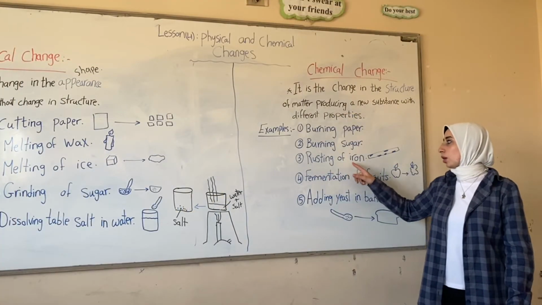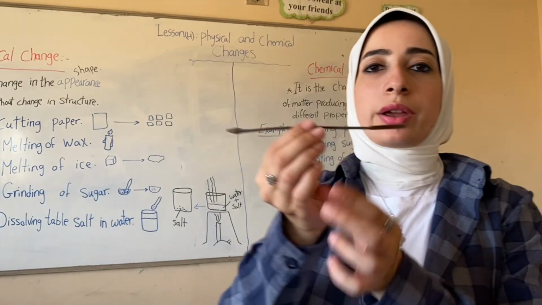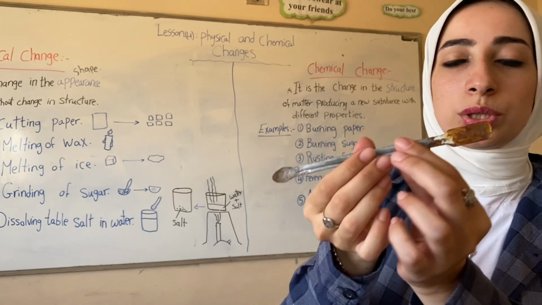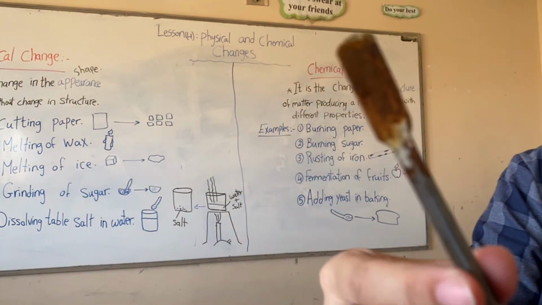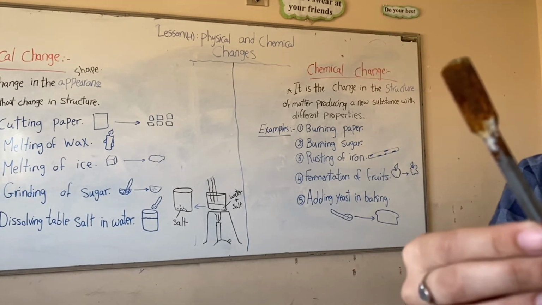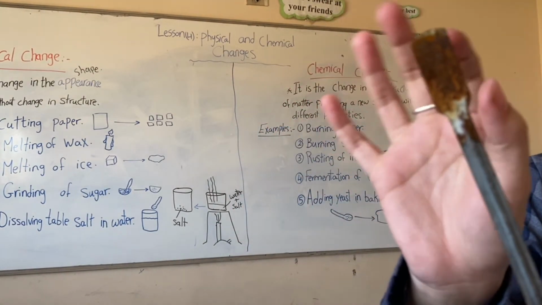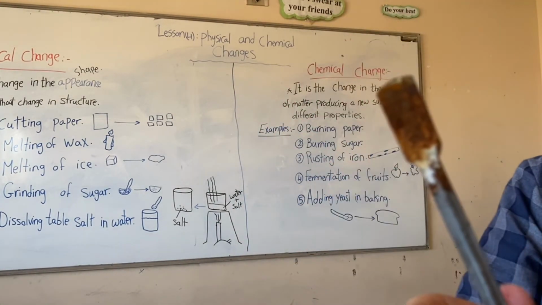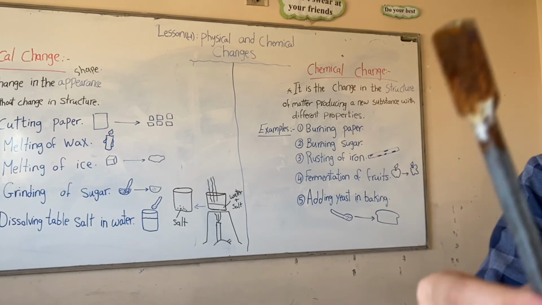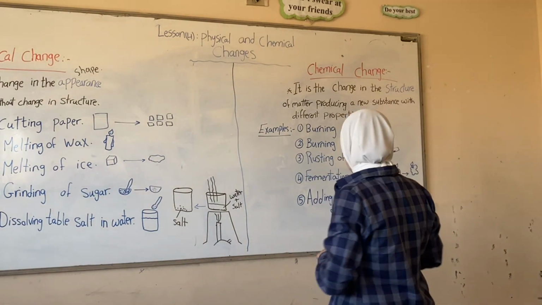Number 3, rusting of iron. When you leave an iron rod or iron spatula like here in wet air, what will you observe? You can find a brown substance is formed. The iron is a metal. It should be shiny. Now it's not. So it's a new substance. It's not iron anymore. This brown substance is called rust. So rusting of iron is a chemical change.